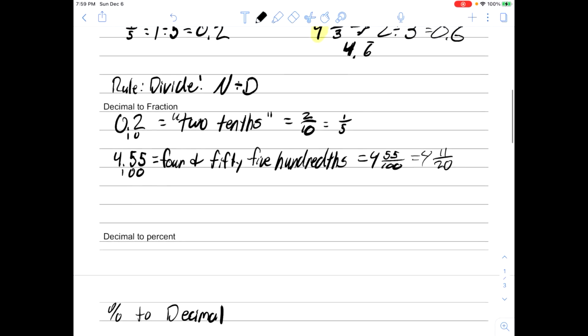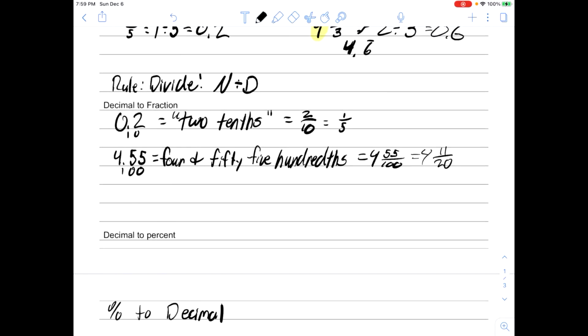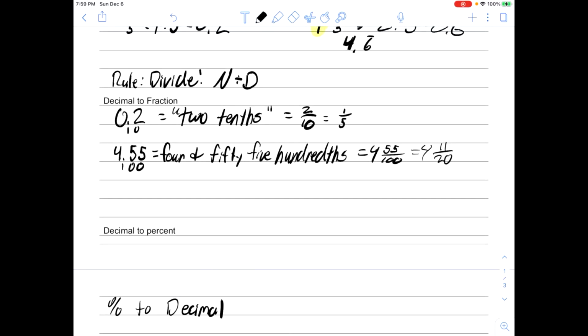Now let's say I go from a decimal to a percent. To go from a decimal to a percent, my rule is very simple. My rule is to multiply by 100. So for example, the decimal 0.2, I would do 0.2 times 100, and I would get 20%.